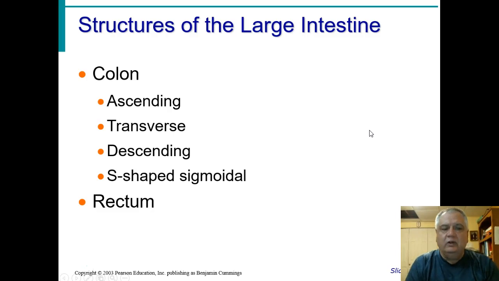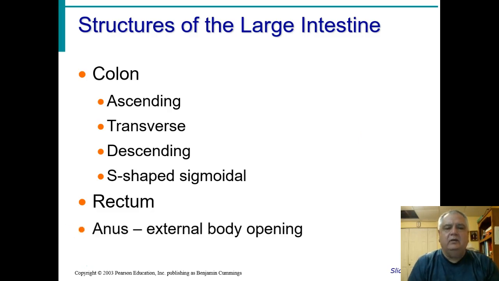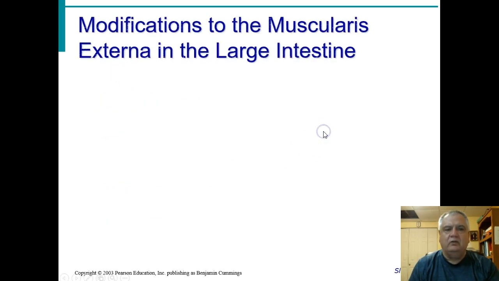In addition to the colon, the next component of the large intestine is, in fact, the rectum. The rectum is kind of a storage area for fecal matter until the time at which we're going to defecate or release it. And then finally, the stool or the fecal matter is released through an external body opening called the anus. So these are all three components of the large intestine.